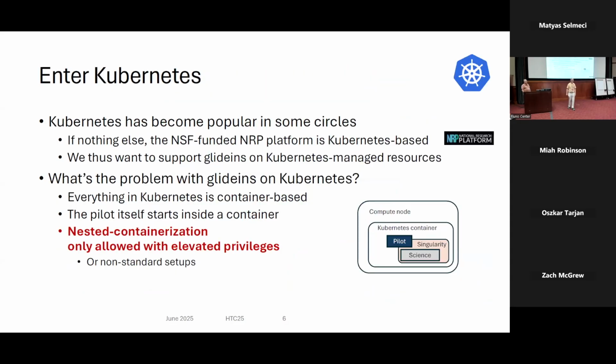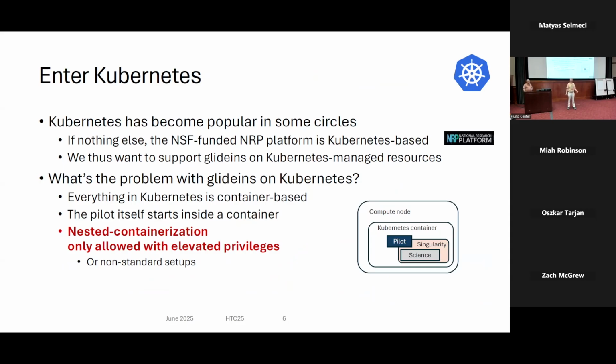But there is this thing called Kubernetes that is starting to become popular. Nothing else, there is a big project called NRP that I happened to work with that's Kubernetes-based. So we have to care about it. So what's the problem with running glideins in Kubernetes?